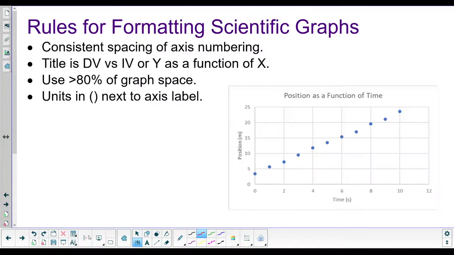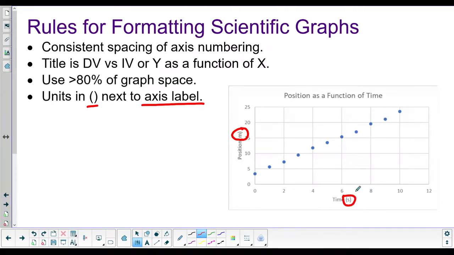Use it. The last thing is when we label our axis, right? We have to say what is on this axis. Position. You're going to put what units you measured the position in right next to it in a little set of parentheses. So our position here is in meters, and our time here is in seconds.